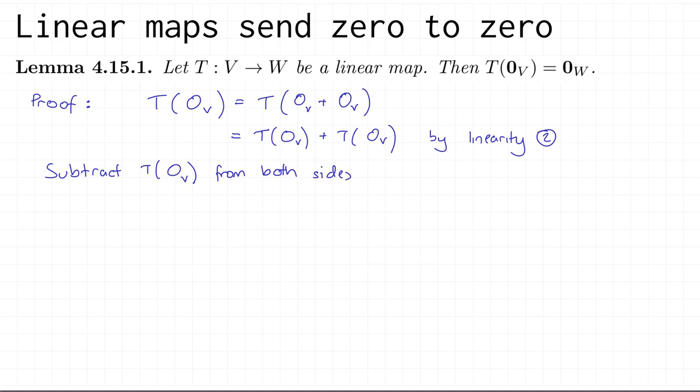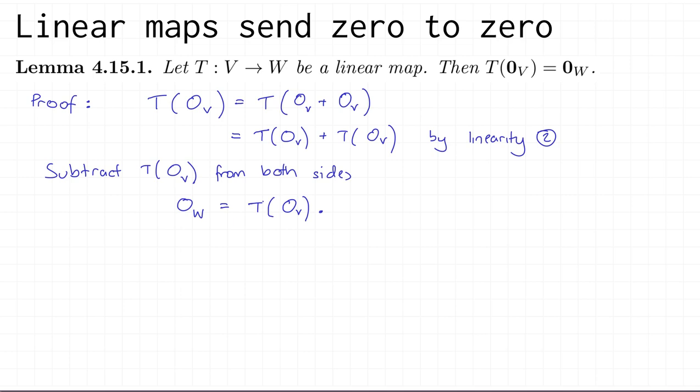So on the left-hand side, I should have T of 0V minus T of 0V. So that's the 0 vector. But where is it the 0 vector? It's the 0 vector in W, because we're talking here about things in the image of T. Those things are elements of W. And on the right, I will have T of 0V plus T of 0V minus T of 0V. So one of them cancels out, and what you've got is this. Okay, that's the result that we wanted to prove. So every linear map has to send 0 to 0.